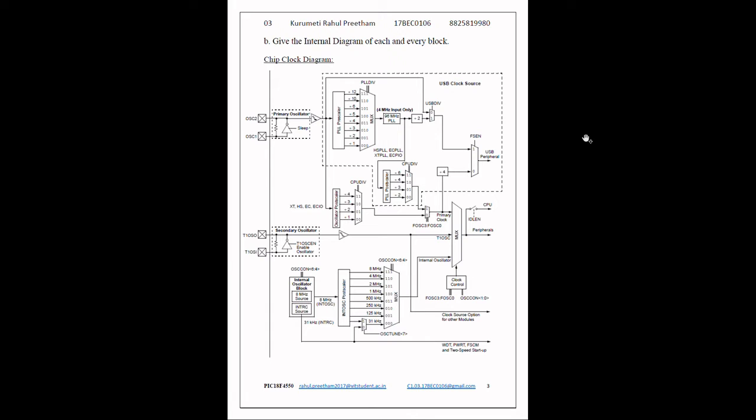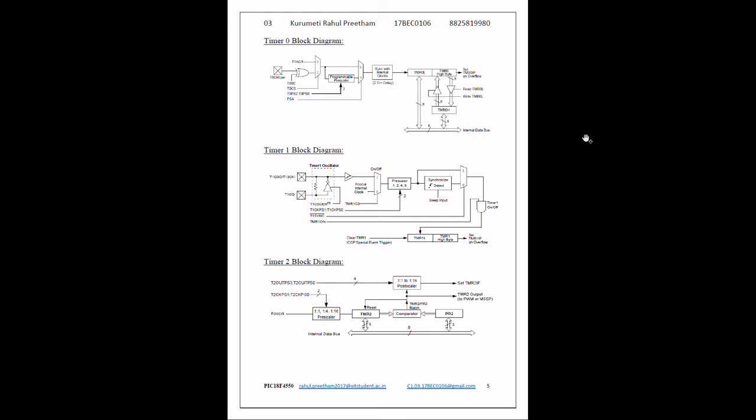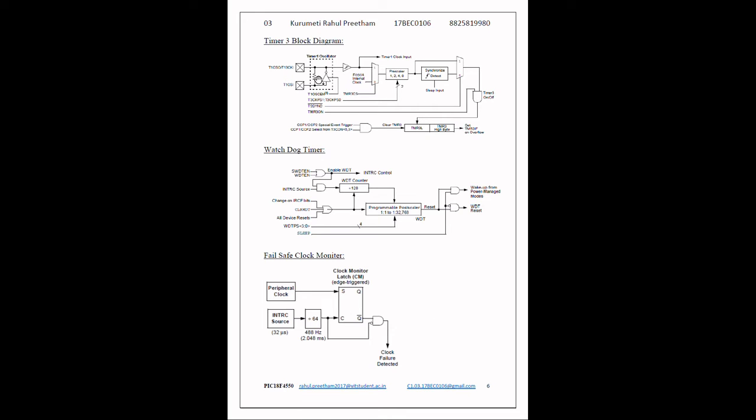This diagram is of the chip timer clock. The next is the PLL oscillator block diagram. Coming to the next one, it is called the reset function block diagram. Here are timers 0, 1, 2 and 3. Next is the watchdog timer. This timer is needed when there are any malfunctions in the CPU. Whenever a malfunction is received by the timer, it resets the clock in the chip.